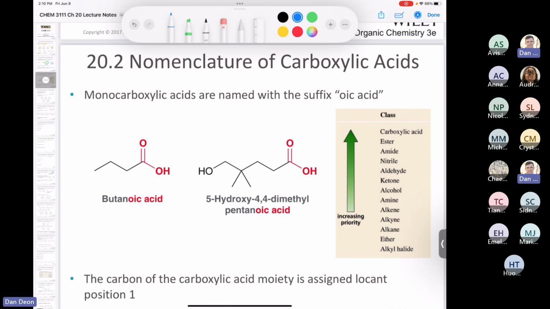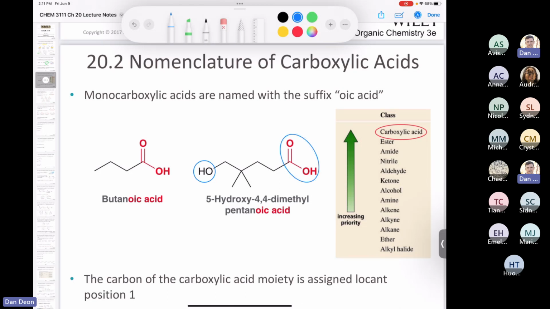Anyhow, this is something that's shown in the appendix of our textbook. You can see that if you look at all the different functional groups, the carboxylic acid is actually the king of the castle, okay? It's one of the highest priority functional groups. So if you have a compound that has both a hydroxyl group and a carboxyl group in it, the carboxylic acid is going to take priority.